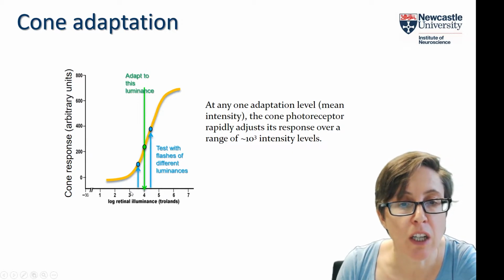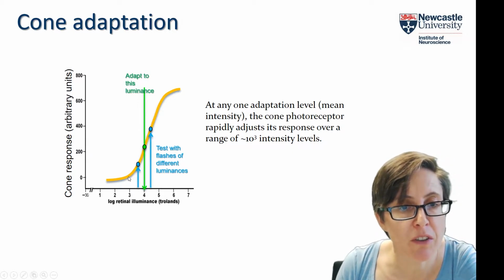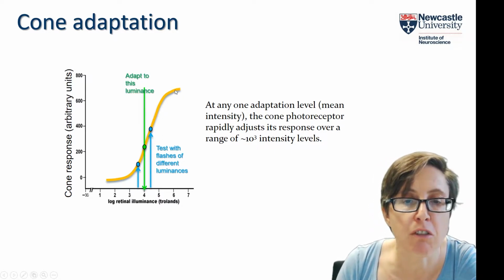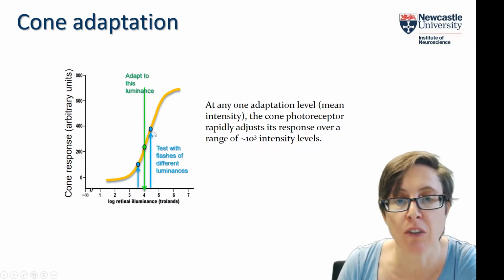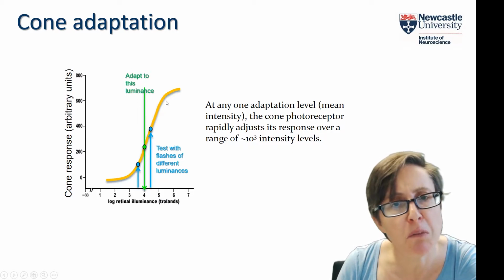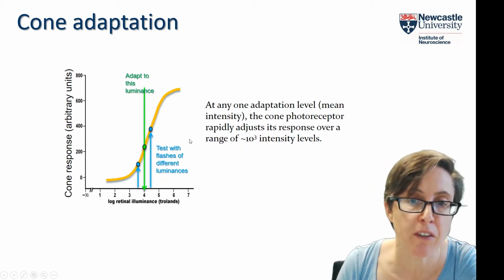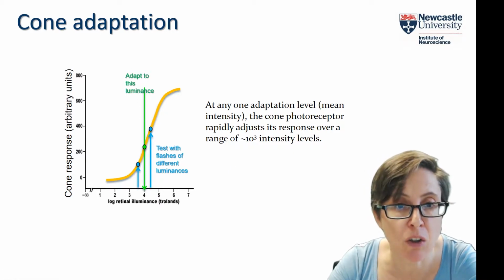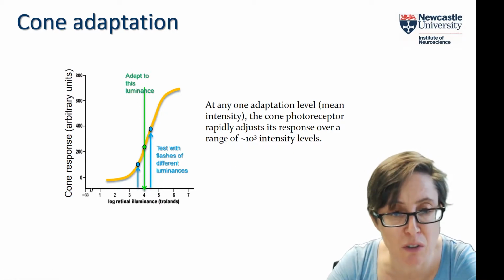So you can see for 10 to the power 3 trolans, it's very much at the bottom of its response, it's really giving no response at all. At 10 to the power 6, it's really saturated and is just giving its maximum response. So beyond those points, it isn't encoding intensity, but in between, it's able to encode the intensity of light. So it has a dynamic range of about 3 log units, so a factor of 1,000.